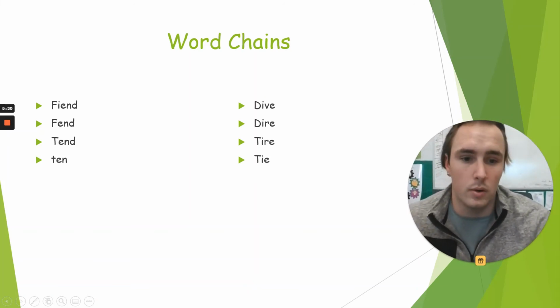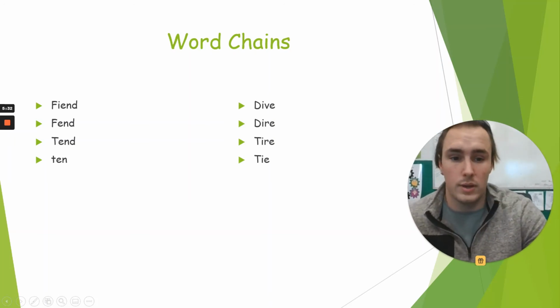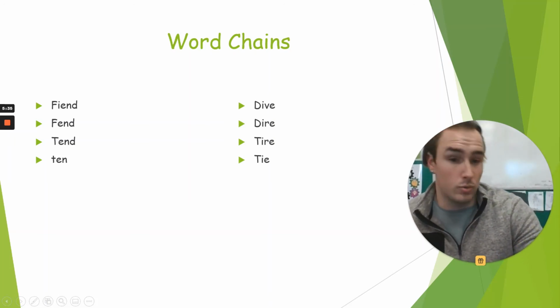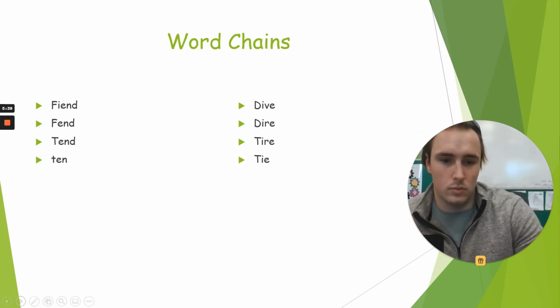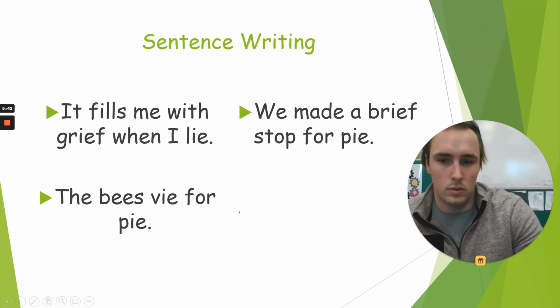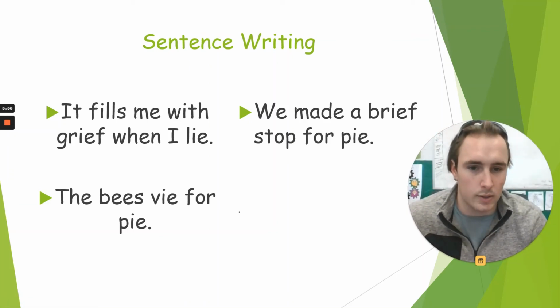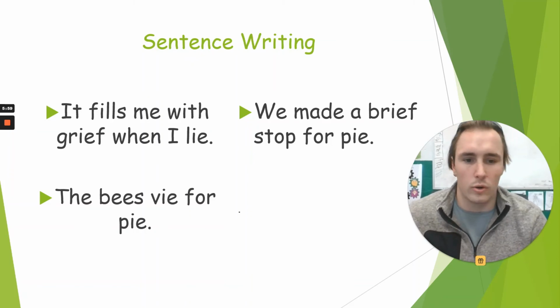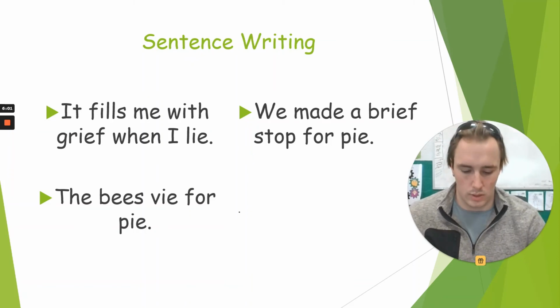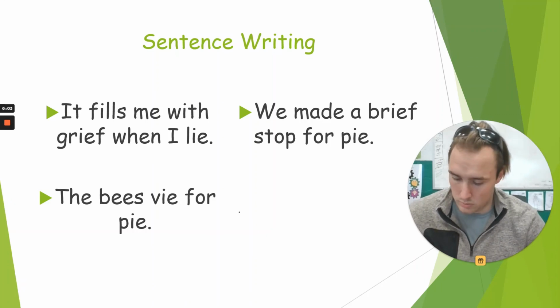Okay, and I'm going to swap it over. If you haven't written those all down yet, you need to write them down now, and you can rewind the video. Okay, so we're going to check them in 3, 2, 1, and go. It fills me with grief when I lie. The bees vie for pie. We made a brief stop for pie. I want you guys to mark which ones you got correct, spelling correct. Words, letters, and all.